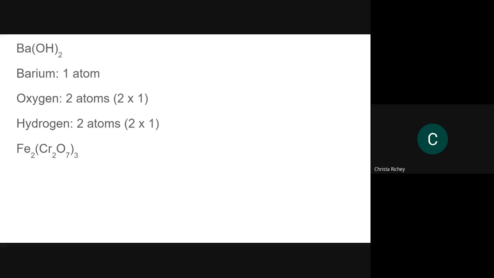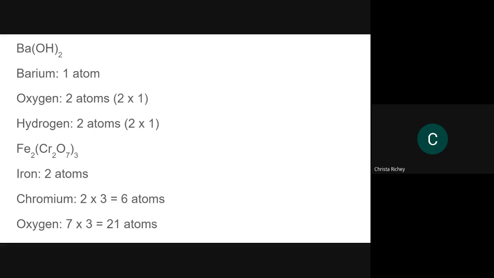All right. How many irons? Iron is Fe. How many irons are in this compound? 2. Does that 3 affect the iron? No, it only affects the things that are inside parentheses. So I have 2 irons. How many chromiums do you have? 6. 3 times 2 is 6. How many oxygens do you have? 7 times 3, 21.